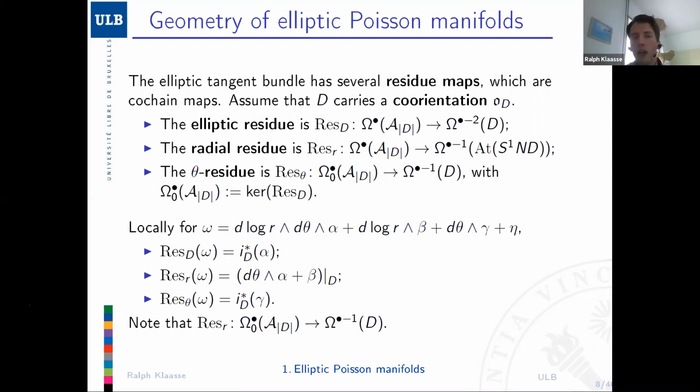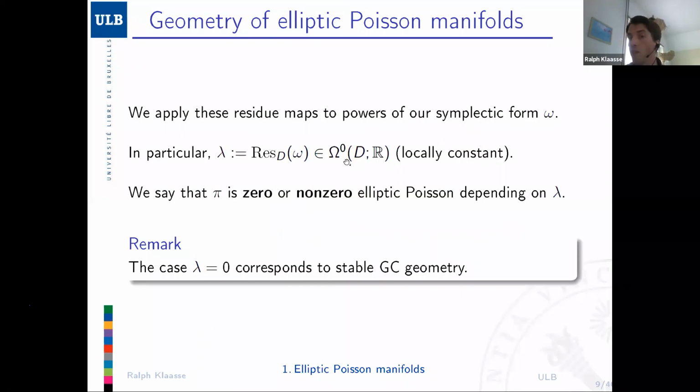I realize that. The main one we're going to focus on now is the elliptic residue. That's taking away sort of both of these singular generators. And if we apply it to omega, we get a 0 form. And because something I didn't tell you yet is that these residue maps are all cochain morphisms. Because omega is a symplectic form, it's closed. So also residues of it will be closed. So lambda is a closed 0 form.